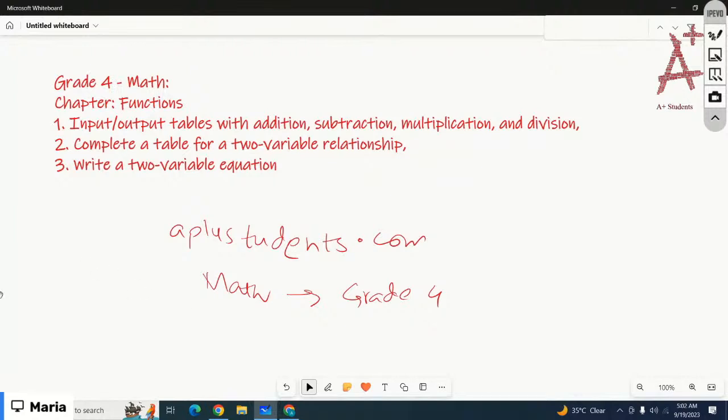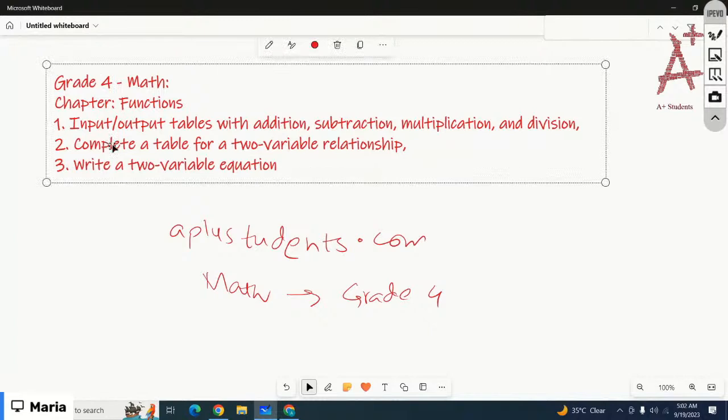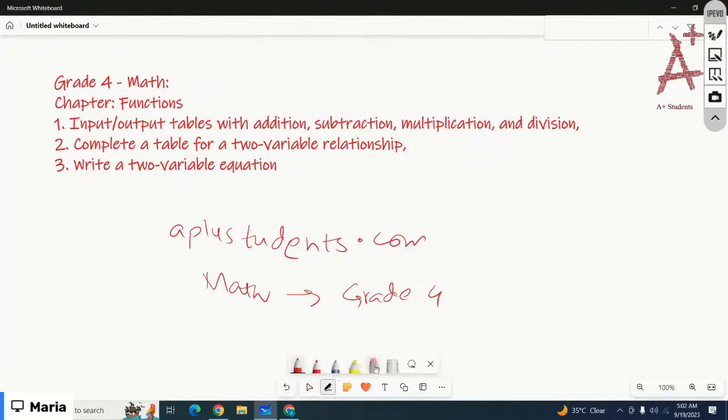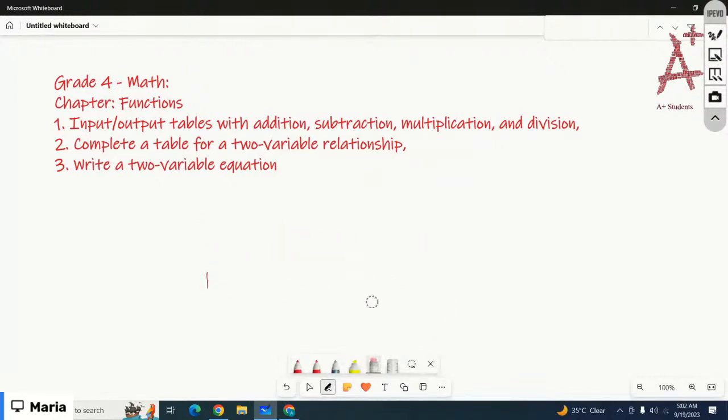Basically, you are given input output tables, and you have to complete them with any of the operations like addition, subtraction, multiplication, and division. So let's start with an example. You are given an input output table. The values are in the input table.